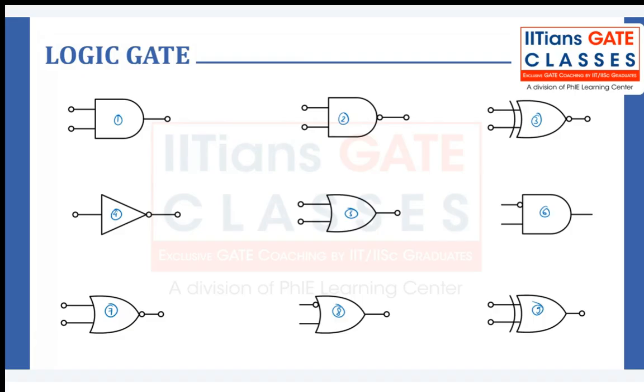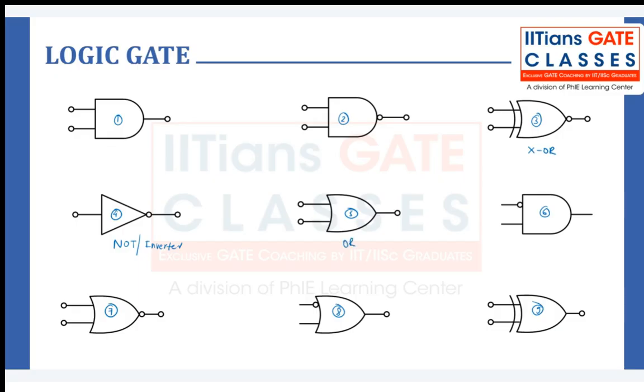The first one is the AND gate, right? Very good, Vignesh. Fourth is the NOT gate. Can I call this an inverter? Definitely we will call it an inverter. Okay, Vignesh, 3 is the XOR gate.